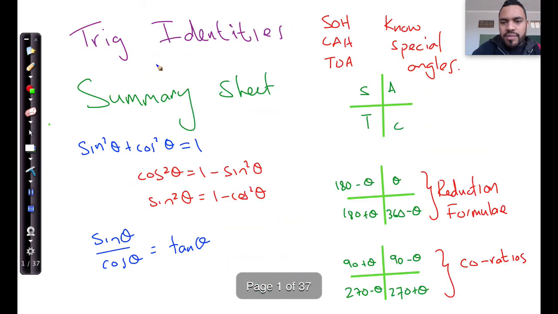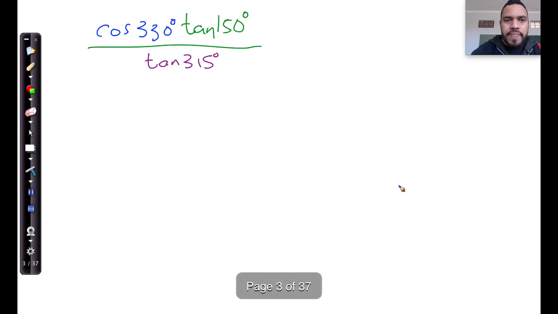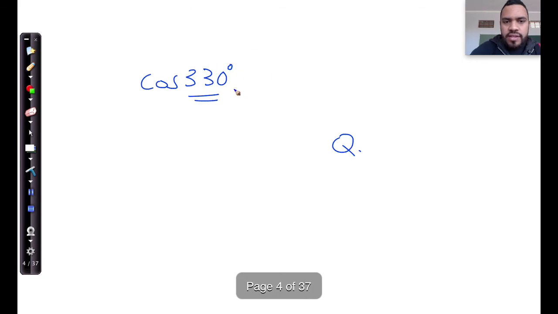Firstly, is it greater than 360? No, so we don't need to find a coterminal angle with it. However, it's less than 360 but still more than 90 degrees. So we need to reduce this angle to bring it less than 90. How we do this is we check which quadrant 330 is in. If I go to my summary sheet, 330 will lie in this quadrant over here, and the reduction formula there is 360 minus theta. So the quadrant is the fourth quadrant.